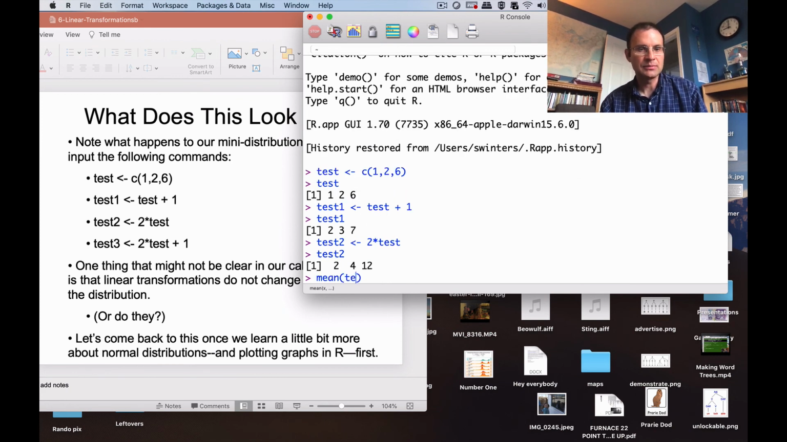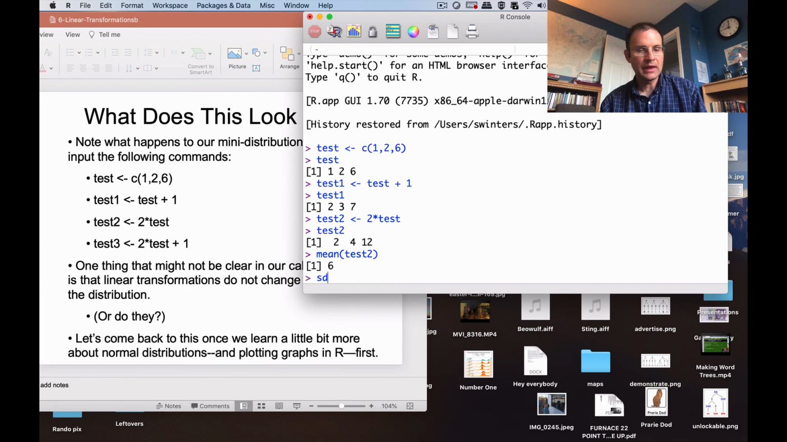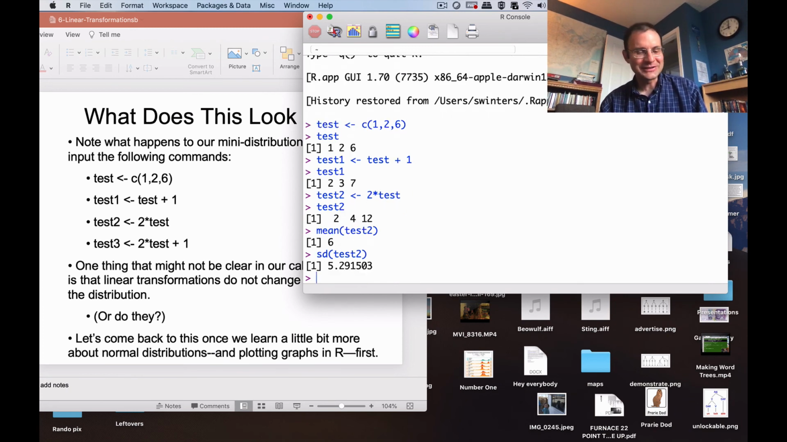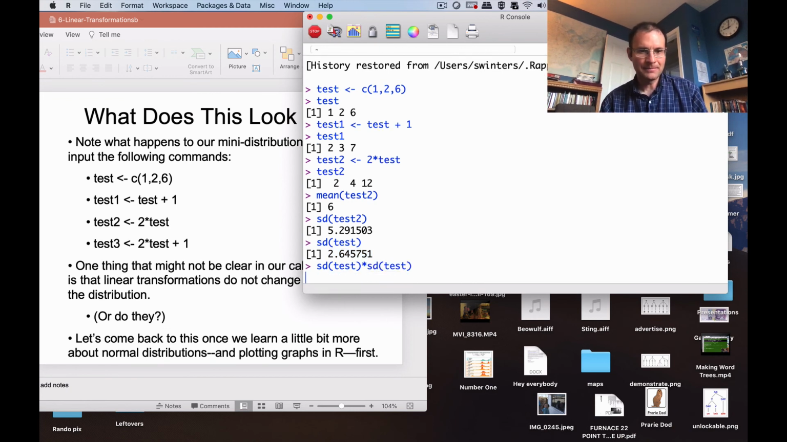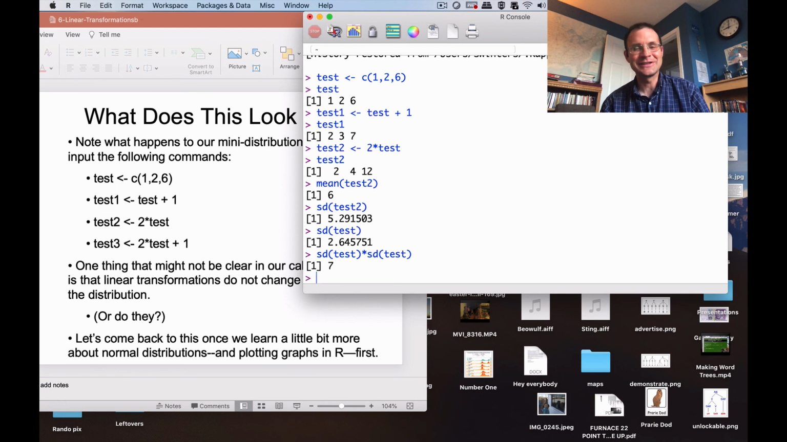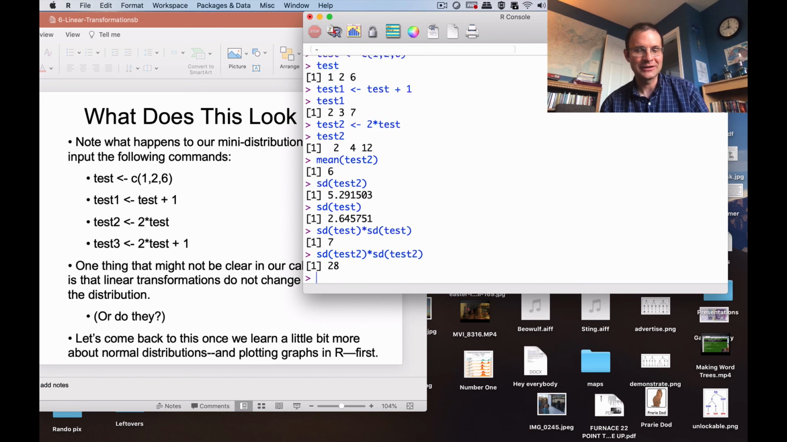And I want to say, what's the mean of that? Oh, it's 6. We calculated that before. Or what's the standard deviation? We didn't look at the standard deviation in the original set, but it's 2.645, and so on. The standard deviation when you double all the values is 5.29. 2.64 is the square root of 7. Actually, we can do it this way. If you square that standard deviation, you get 7. If you square the standard deviation of test2, you get 28, which we saw before. This is all checking out, right?